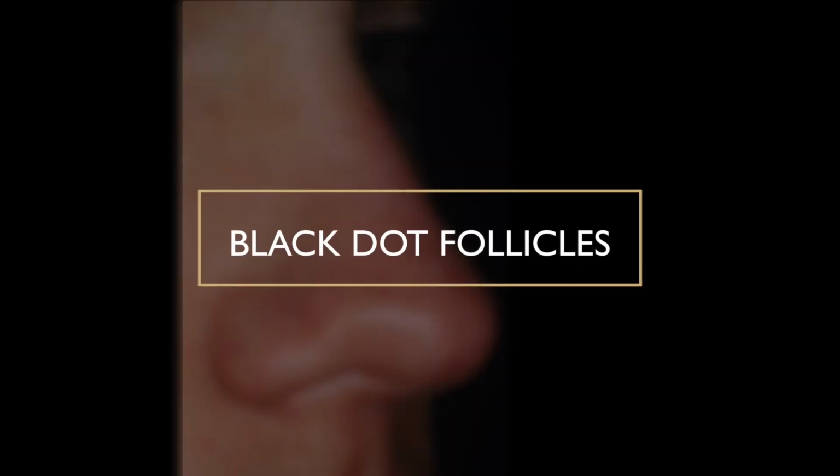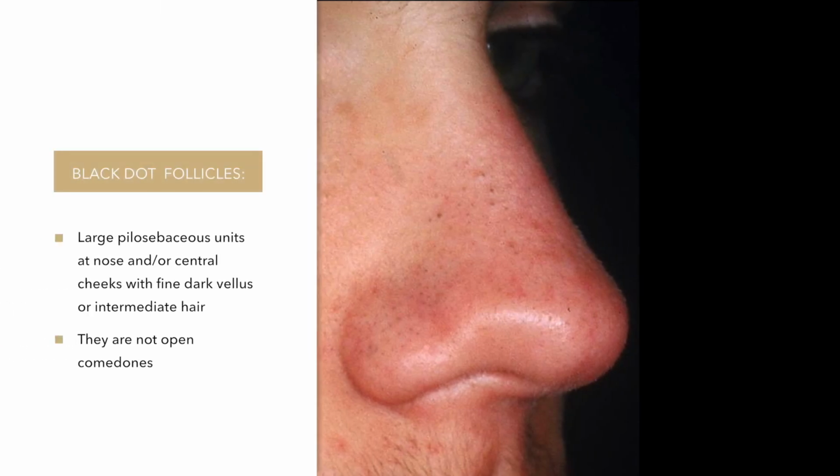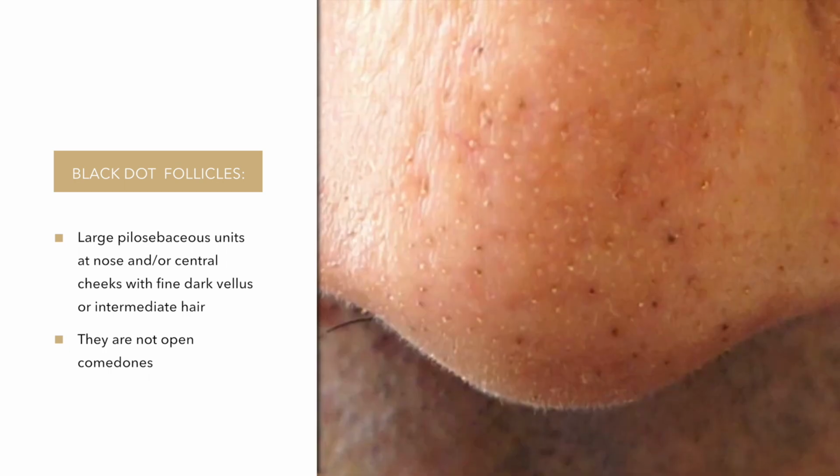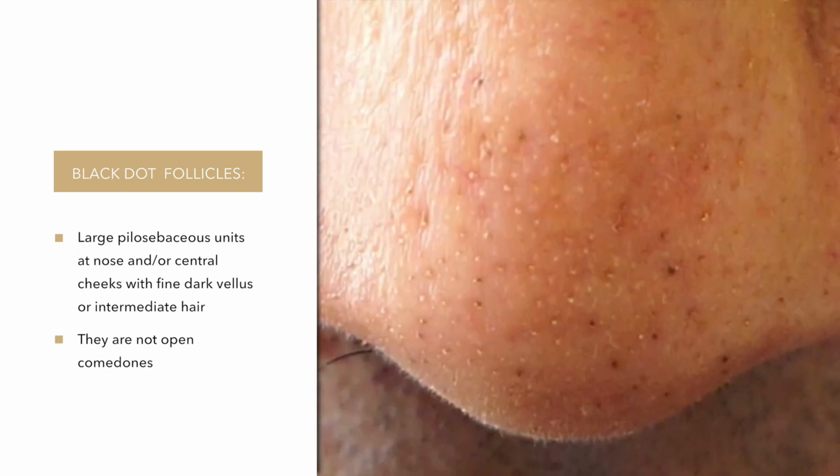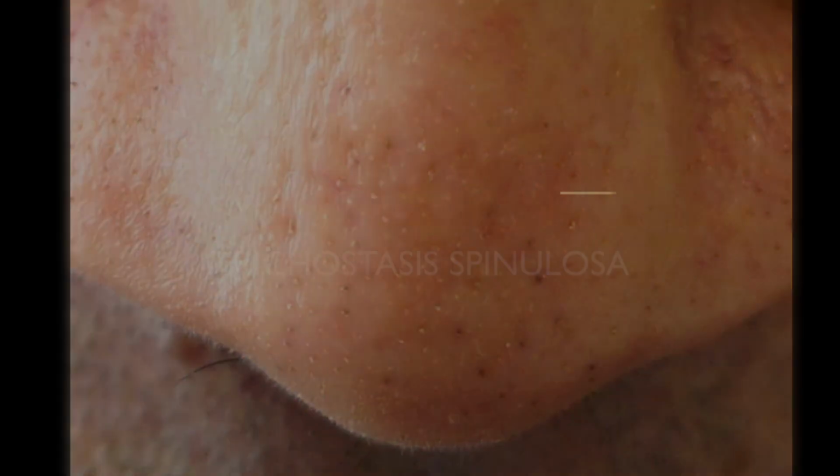Black dot hair follicles develop primarily on patients with darker hair and light background skin and are primarily a normal variant of larger pilosebaceous units at the nose, and they are not open comedones.